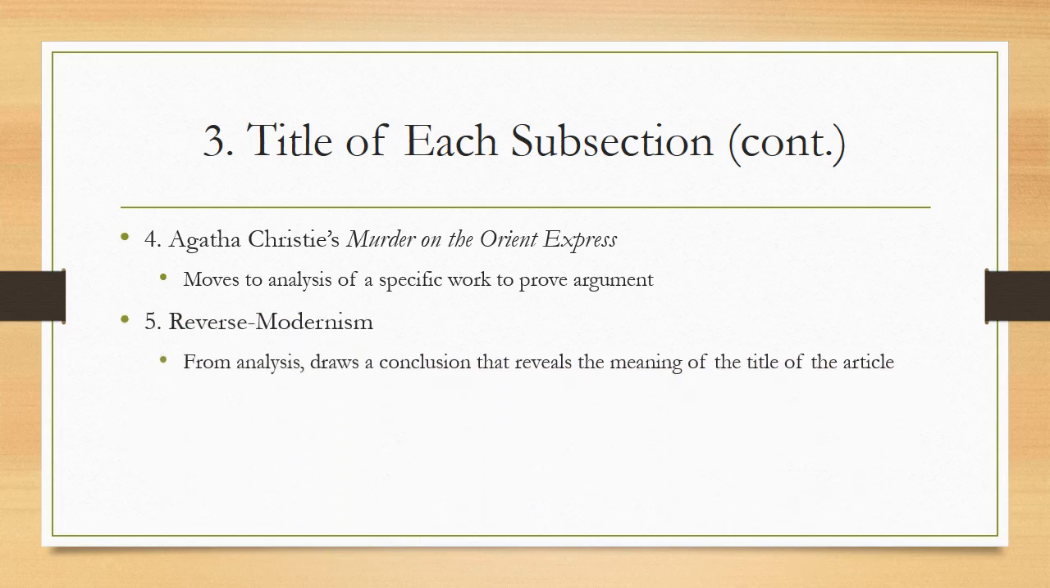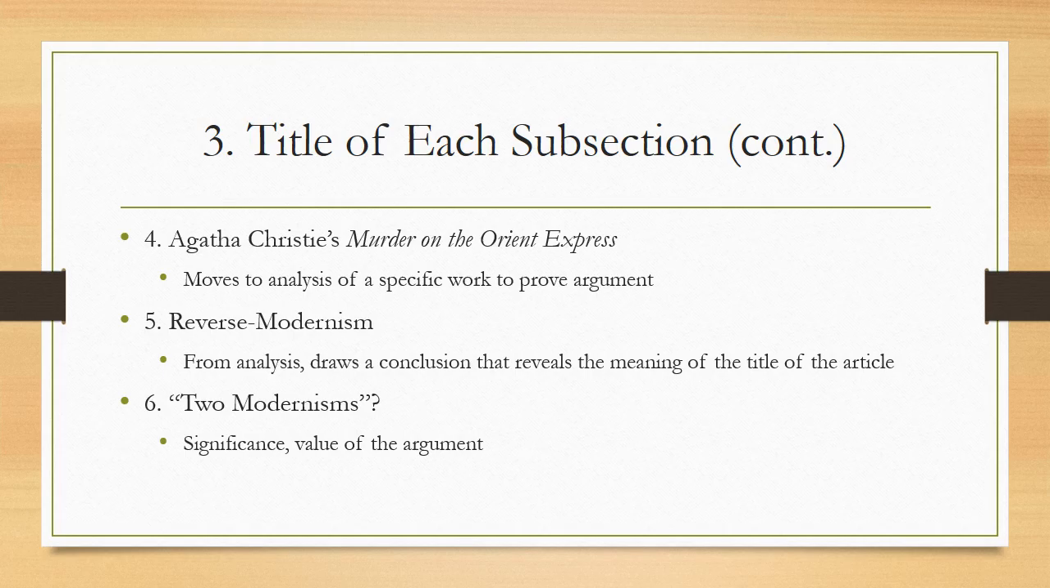The next section is called "Reverse Modernism." So now I can kind of see the shape of the paper coming together. Now that he's done some analysis to prove his argument, he's going to drive that argument home because you have the most important part of the title of the paper as the title of this subsection. So we're moving from the immediate focus on the object of analysis to the conclusions the author draws from that analysis.